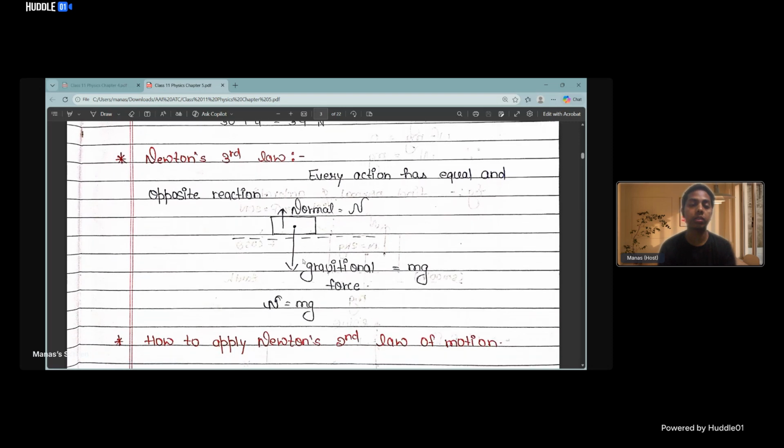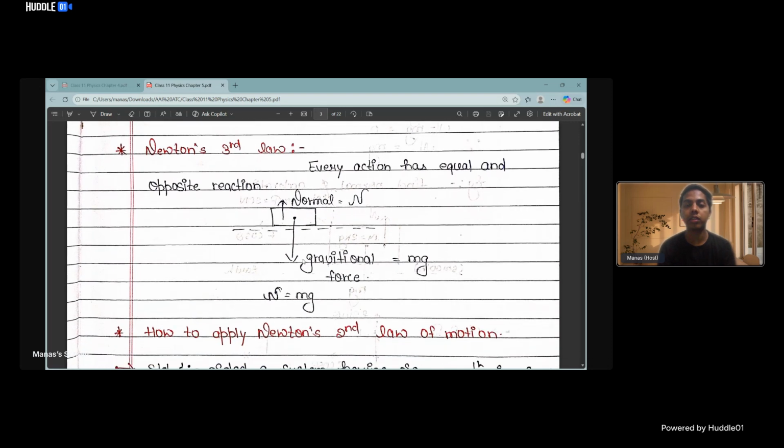And now the third law. Newton's third law, we have always heard it, we already know what it is: every action has an equal and opposite reaction.